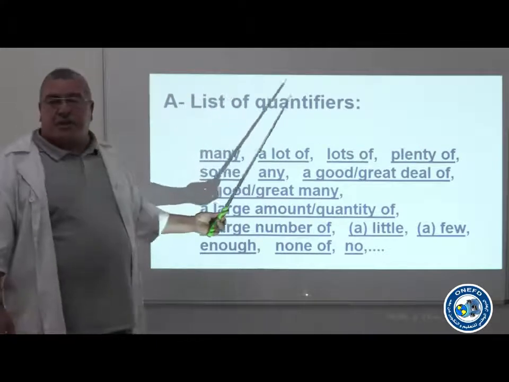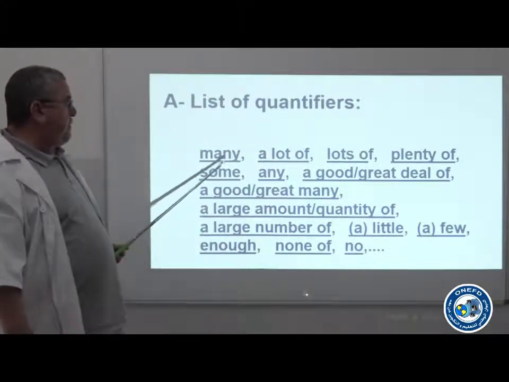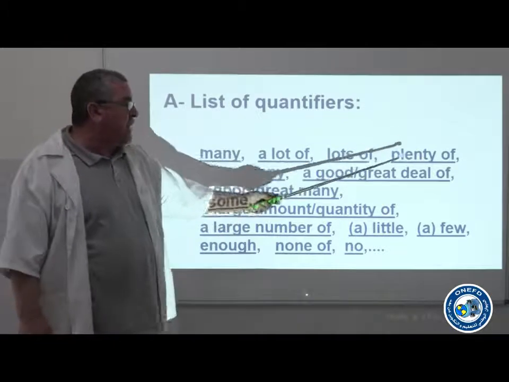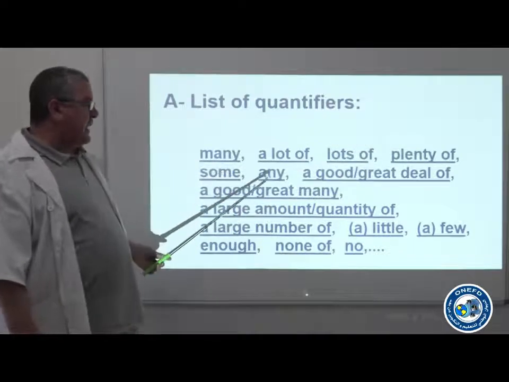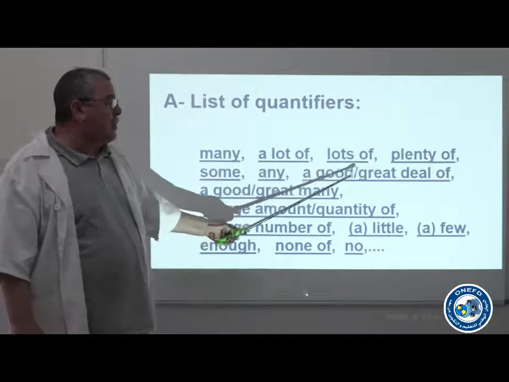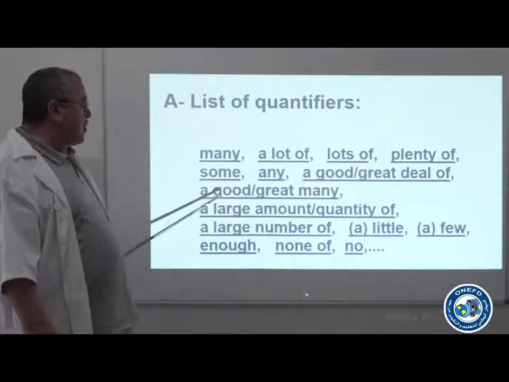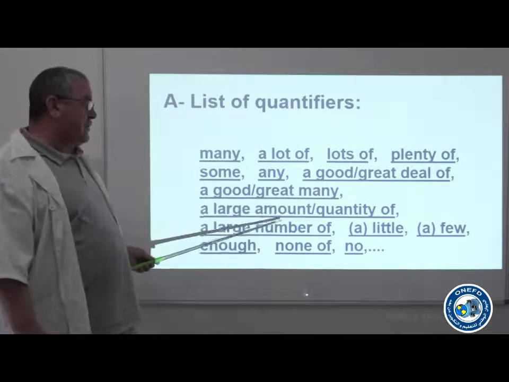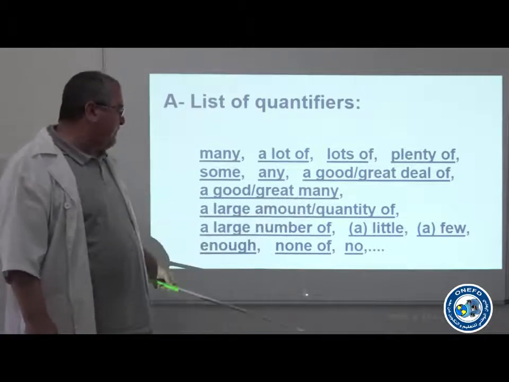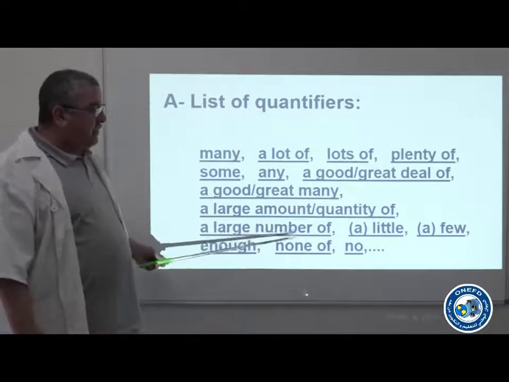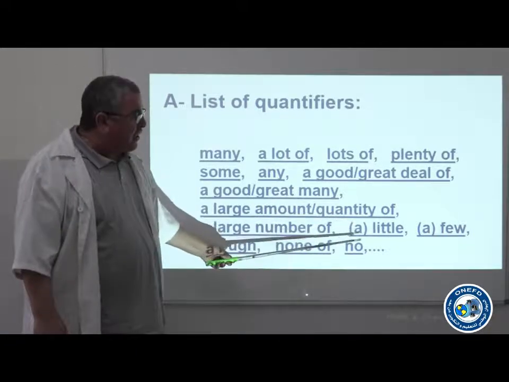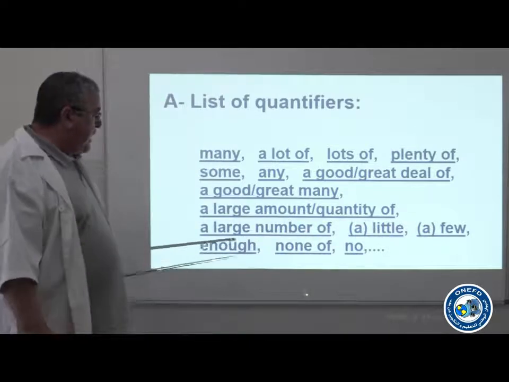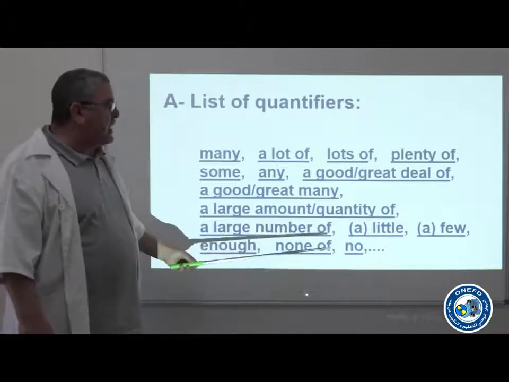Now here is a list of quantifiers. Many, a lot of, lots of, plenty of, some, any, a good or a great deal of, a good or a great many, a large amount or a large quantity of, a large number of, a little or little, a few or few, enough, none of, and none.